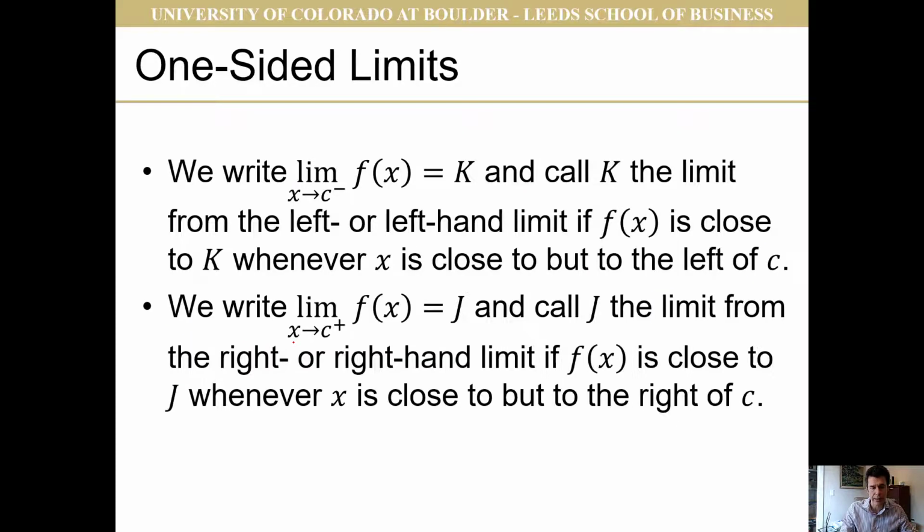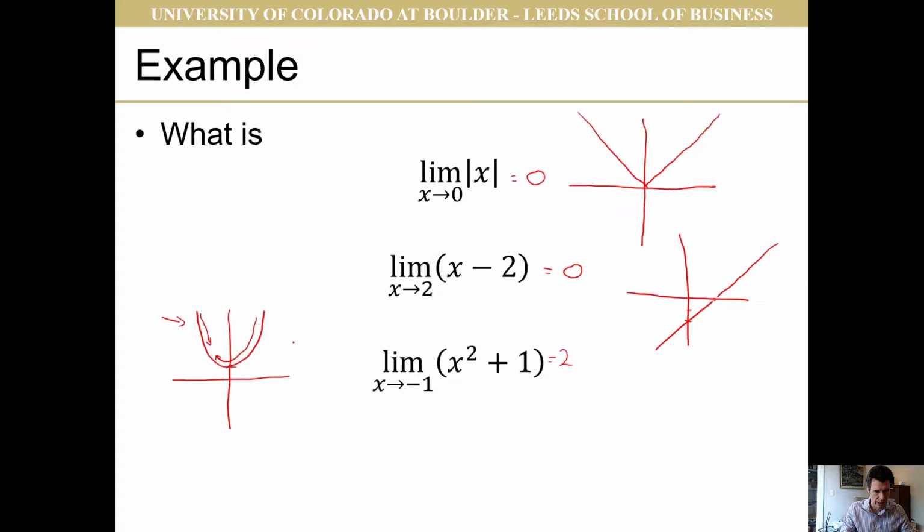We write the limit as x goes to c with a plus sign, f of x equals j, and call j the limit from the right, or the right-hand limit, if f of x is close to j whenever x is close to, but to the right of c, namely above c. And again, if I go back, that's this limit here as we approach from the right.